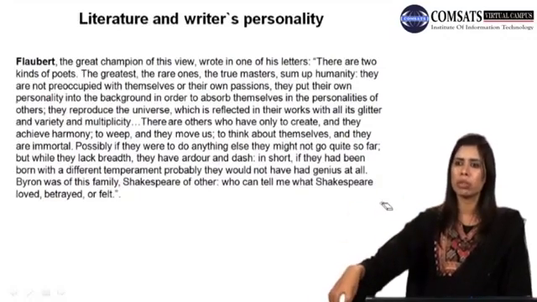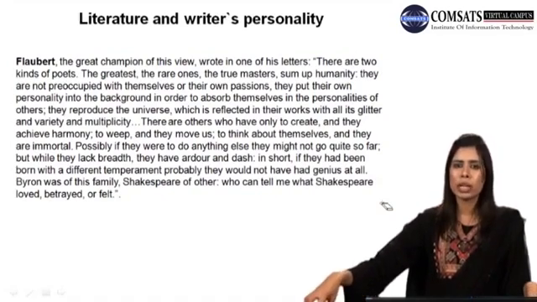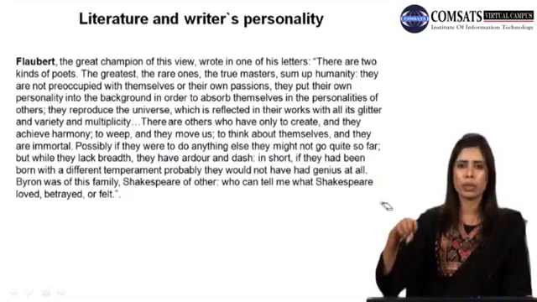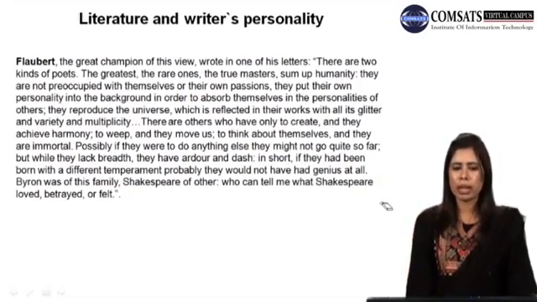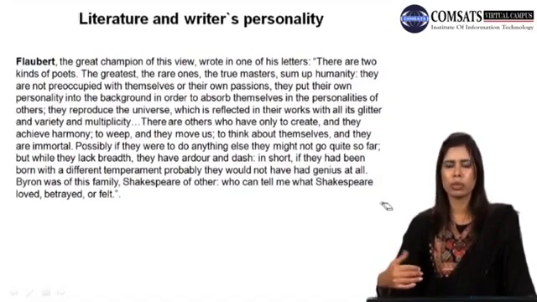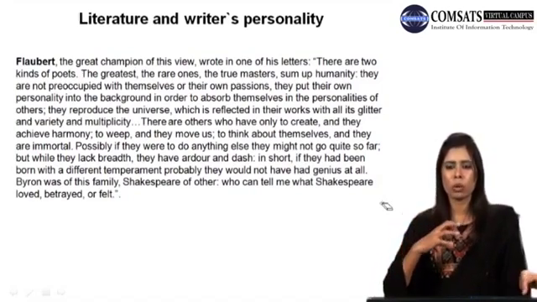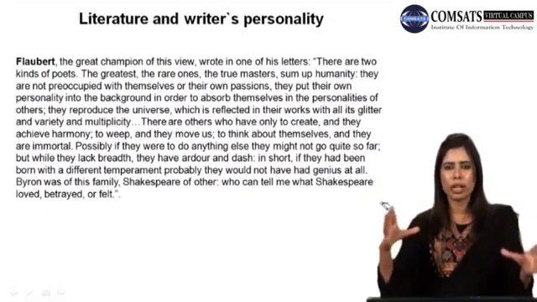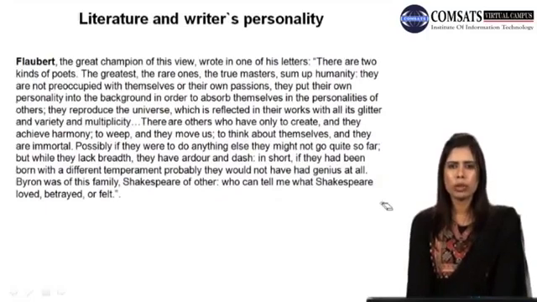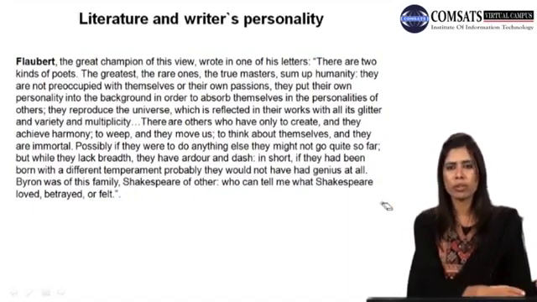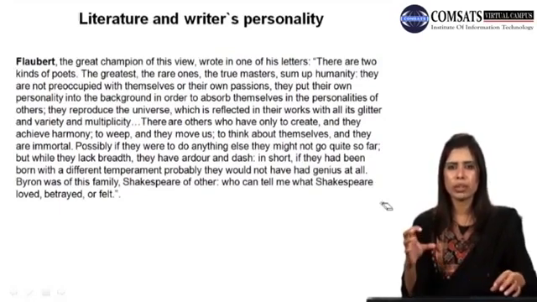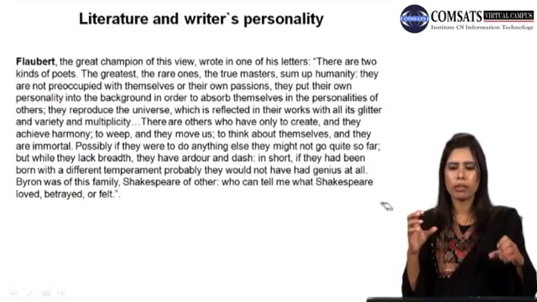They put their self on one side, and then they become very objective when they write something. They put their own personality into the background in order to absorb themselves in the personalities of others, and they produce the universal. In order to make their literature universal, they put their personality on one side and they look at the other realities of life as well. So according to Flaubert, there are very great people, and they are very rare ones as well, who put their personalities on one corner of the table, and they write about the objective realities of life.